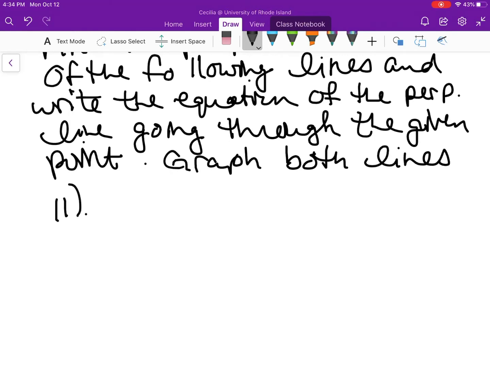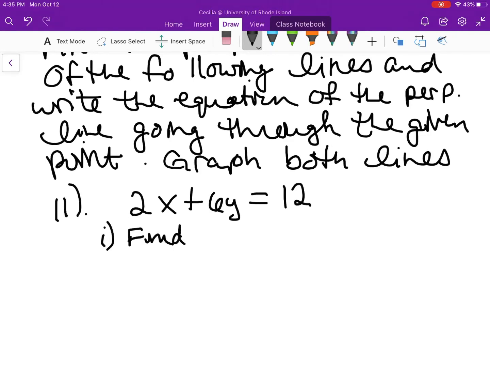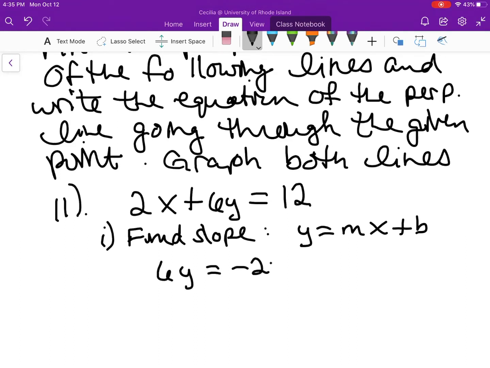Okay, so the first one we want to work with is 2x plus 6y equals 12. So if we want to find the perpendicular line, we first need to get the perpendicular slope. And in order to get the perpendicular slope, we need to find the slope of this line. So really, step 1 is find the slope. So how are we going to do that? We're going to put this into y equals mx plus b form so that we can read the slope straight out of this form. So in this equation of a line, I'm going to remove the 2x from the left side and move it to the right by subtracting it from both sides. So if I do that, I get 6y equals minus 2x plus 12.